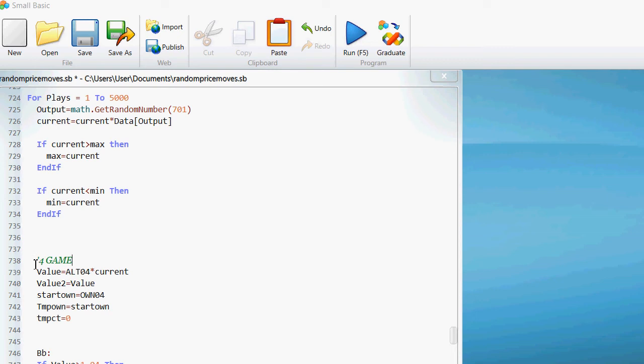So the 4 game, this is for 4%. Value equals alt 04 multiplied by the current. So that's to get the value of what your shares are worth. Value 2 equals value. I'm going to need this value later on, because in the real world, if a buy order, and you know what, I don't even need this in this program. I would need it with the next one.